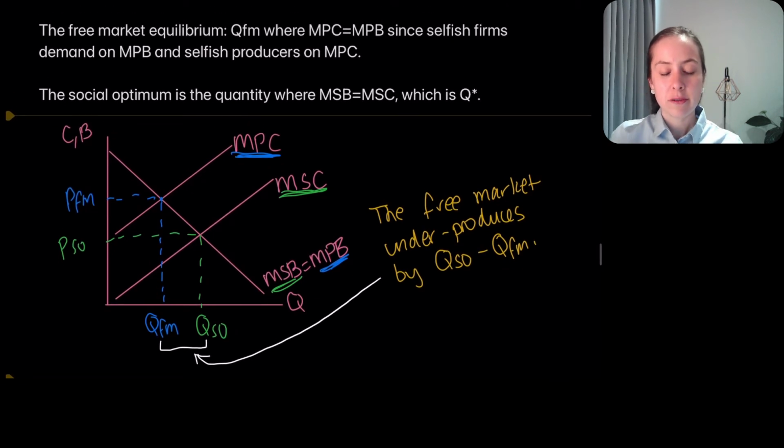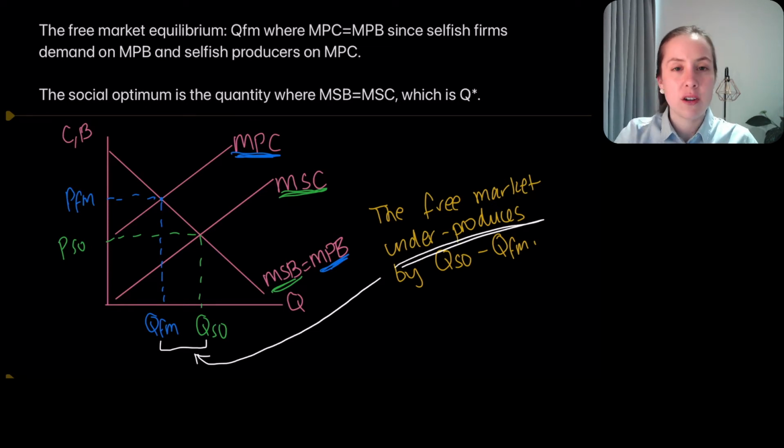Long story short, the free market is going to be producing where the MPC equals the MPB. Remember, that's because people are selfish. And that's going to result in QFM, which is less than what would be the social optimum where MSC equals MSB at QSO. The word we want to use here is underproduction. QFM, this free market, has produced less than what is socially optimum. It's produced less by that quantity.